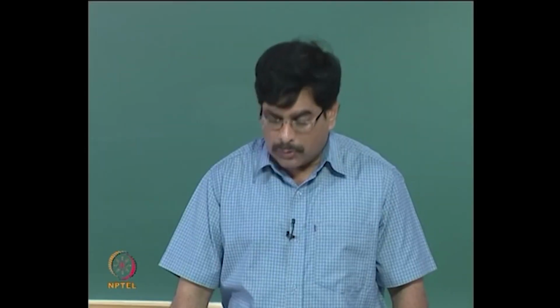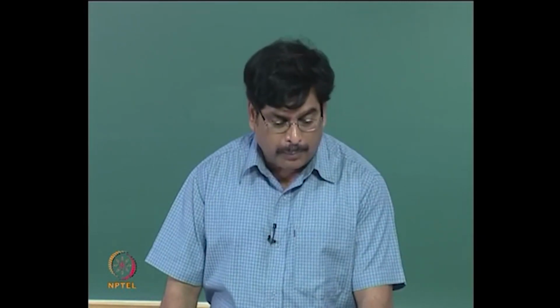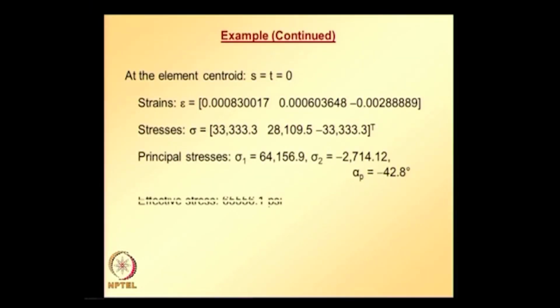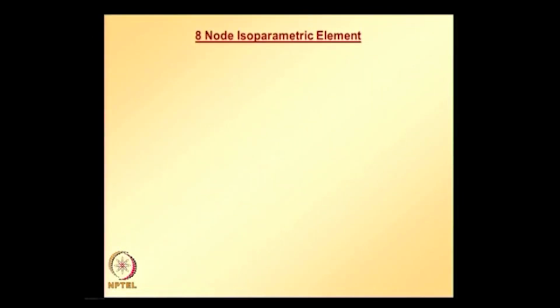So, if somebody is interested in finding the stresses and strains and the corresponding principal stresses and equivalent stress quantities or effective stress quantities at the centroid, we need to perform the calculations by taking S is equal to 0, T is equal to 0. So, strains, stresses and all those details at this point are given.